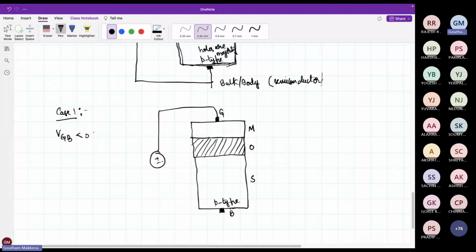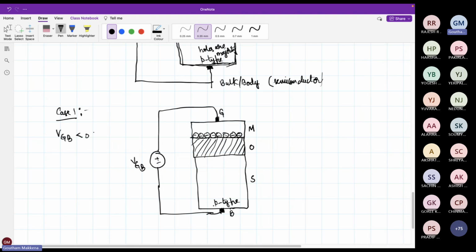Okay, so this is my VGB voltage source. So I am applying a small negative voltage. So what will happen? What charge will be deposited on this plate? So there will be some negative charge forming in this plate. Yes or no? Okay, right.